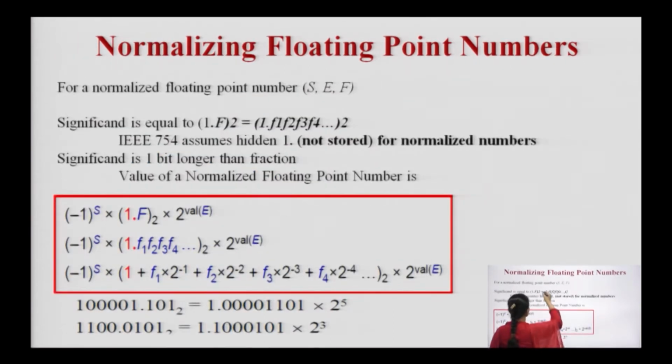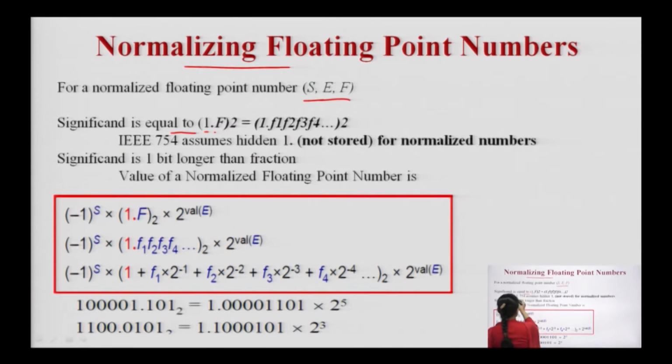Then how do we do this normalization in floating point numbers? For normalized floating point numbers, the triplet is represented as S, E and F. The significand is equal to 1 point fraction, base 2, that is 1 point the fractional part in the form of F1, F2, F3, F4 and so on. This is the base 2 I have selected.